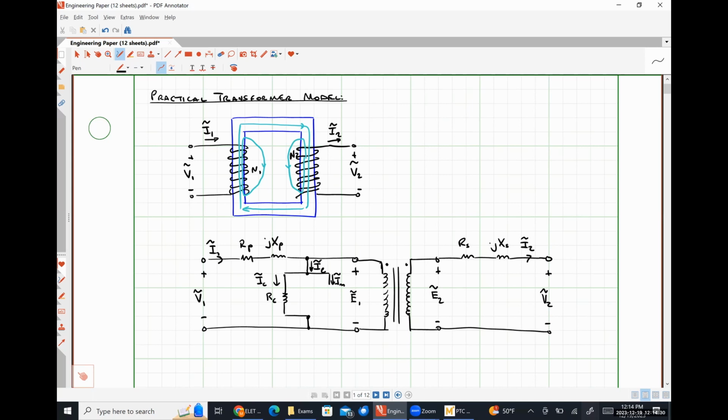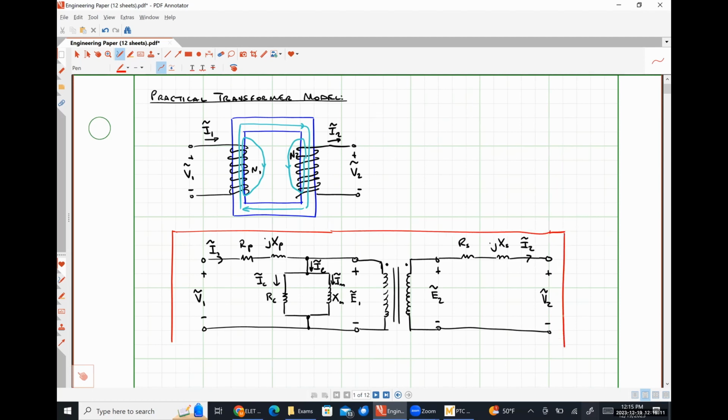So our magnetizing current lags our applied voltage by 90 degrees. And since we have a current lagging a voltage by 90 degrees, we're going to introduce a reactance here, X sub M, that takes that into account, because we know that for an inductor, current lags the voltage by 90 degrees. And so this is our formal practical transformer model that includes all of our various losses that we might see.